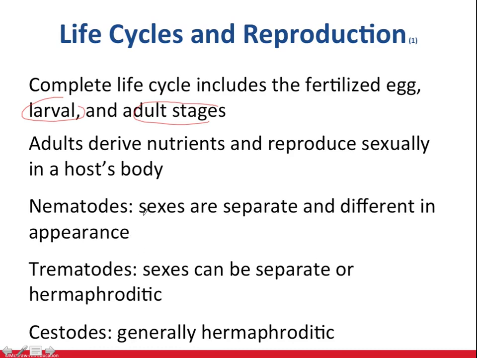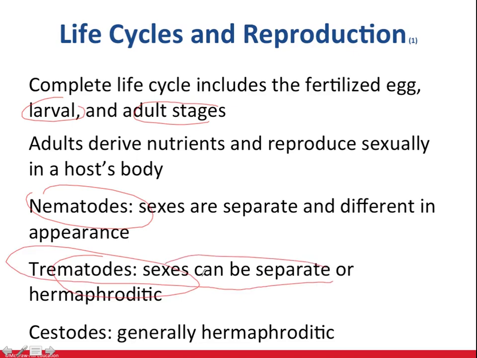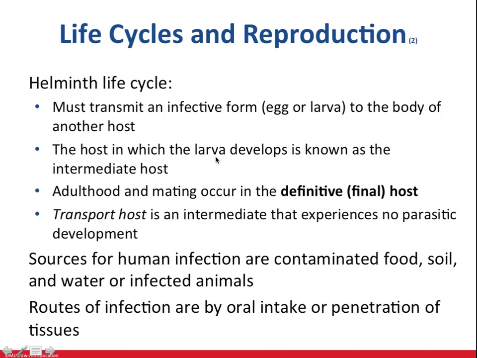Nematodes: the sexes are separate and different in appearance. Trematodes are generally hermaphroditic, which means both female and male features can exist in just one worm, because one worm has both male and female reproductive tracts. Cestodes are generally hermaphroditic too, so cestodes have both female and male reproductive tracts. Here we mean the life cycle.